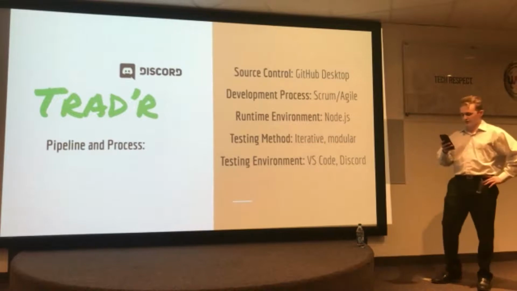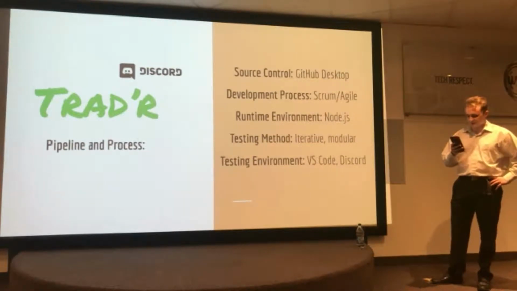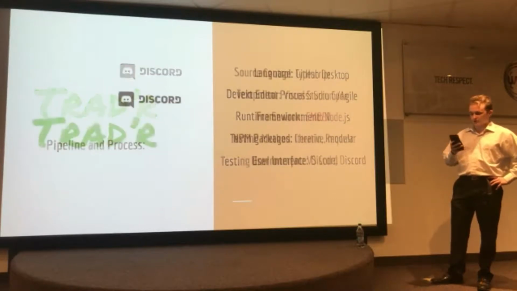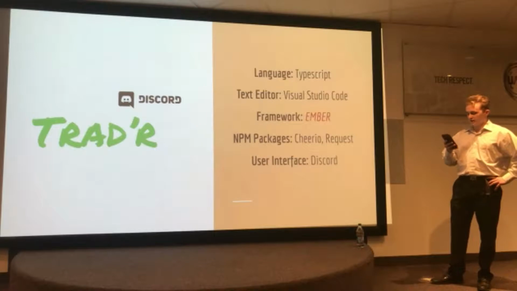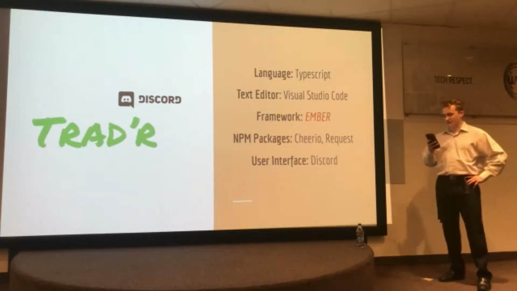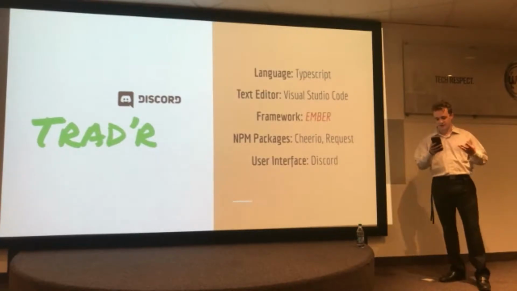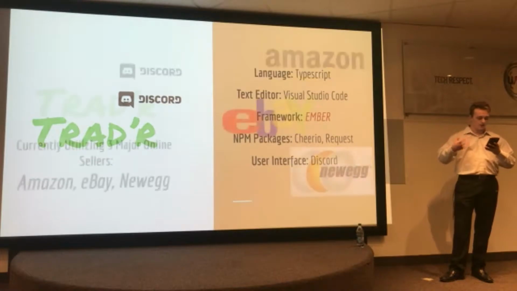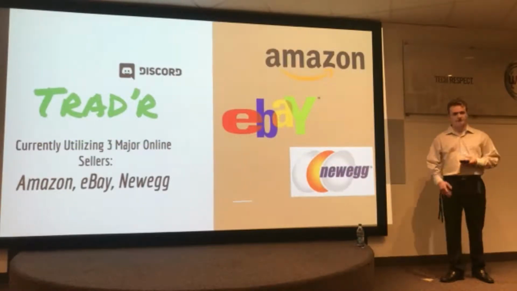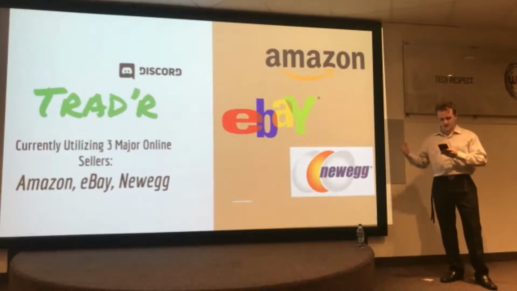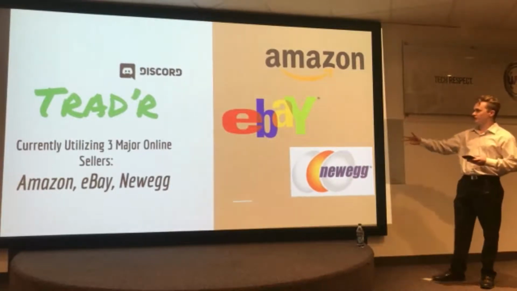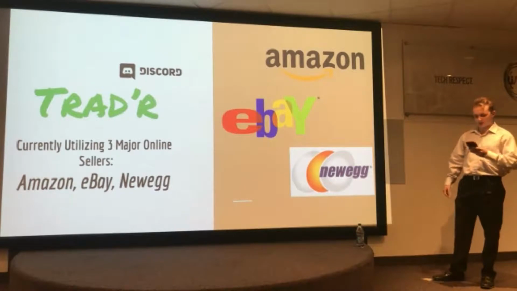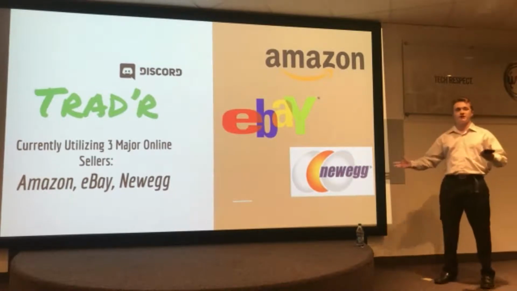The working prototype for Trader was developed iteratively using the Agile development method, Node.js, GitHub Desktop, coded in Visual Studio Code, and tested within Discord itself. As it stands, the Trader app was written in the TypeScript language utilizing NPM packages like Cheerio and Request to help me web scrape, manipulate, rework, and organize for the users by way of Discord's custom text embedder. We currently support 3 major online sellers, Amazon, eBay, and Newegg, with no limit to how many other websites can be added in the future.